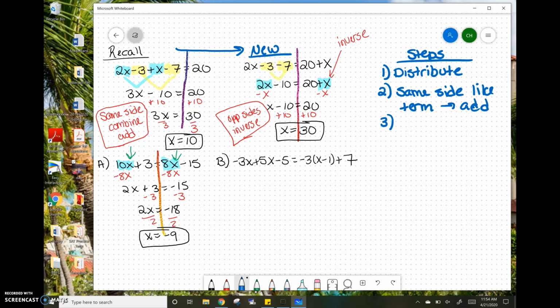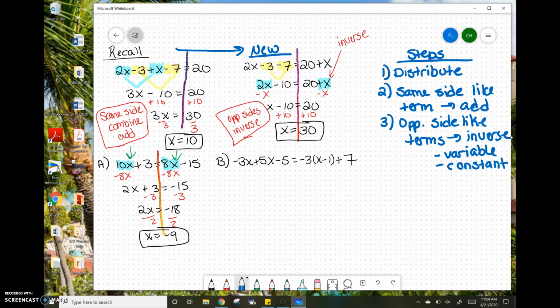Then, if there are any opposite side like terms, I'm going to put them together with the inverse operation. Okay, so I should do the variable terms first, and I should do the constant terms second. And that's for when there are like terms on opposite sides.